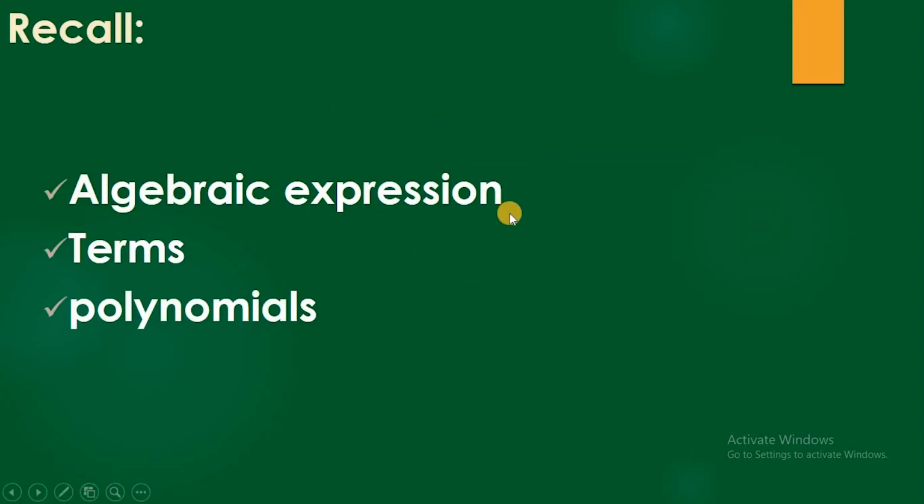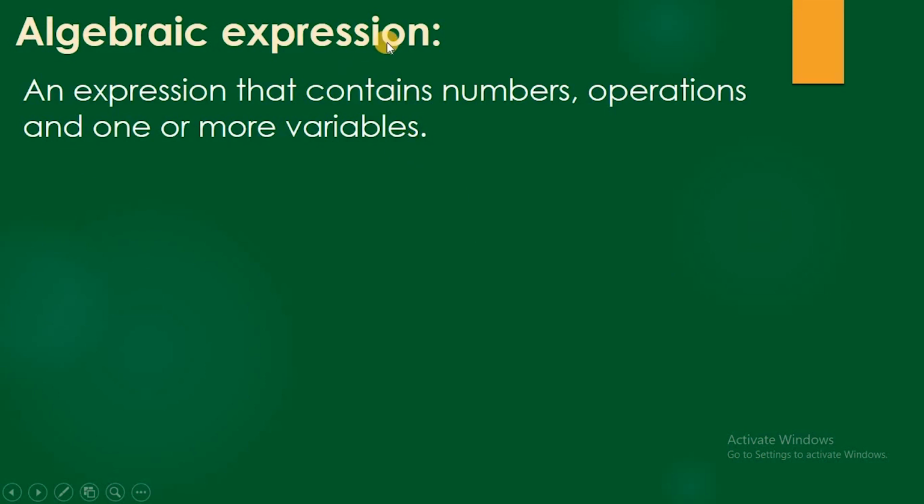We have algebraic expression, terms, and polynomial. These are three important terms that we are going to recall, since we have come across the algebraic expression in class 8, terms in class 7, and polynomial in class 8. First one is the algebraic expression. What is an algebraic expression? An expression that contains numbers, operations, and one or more variables.